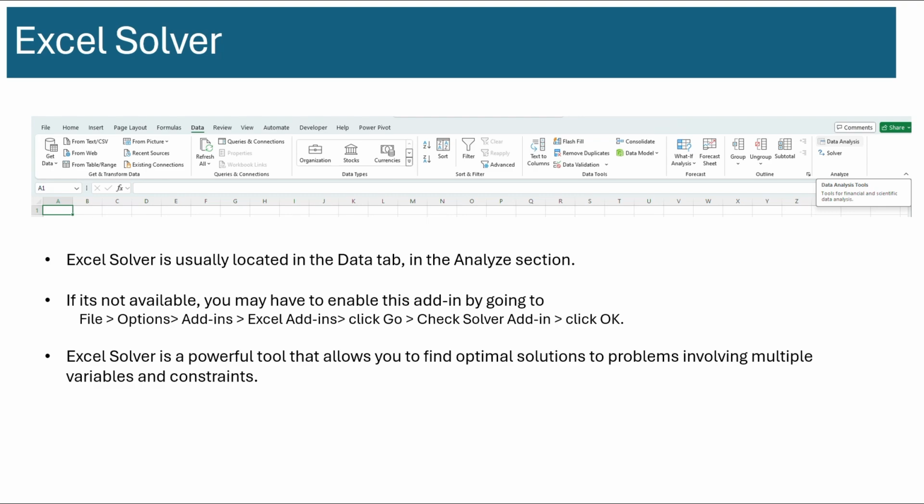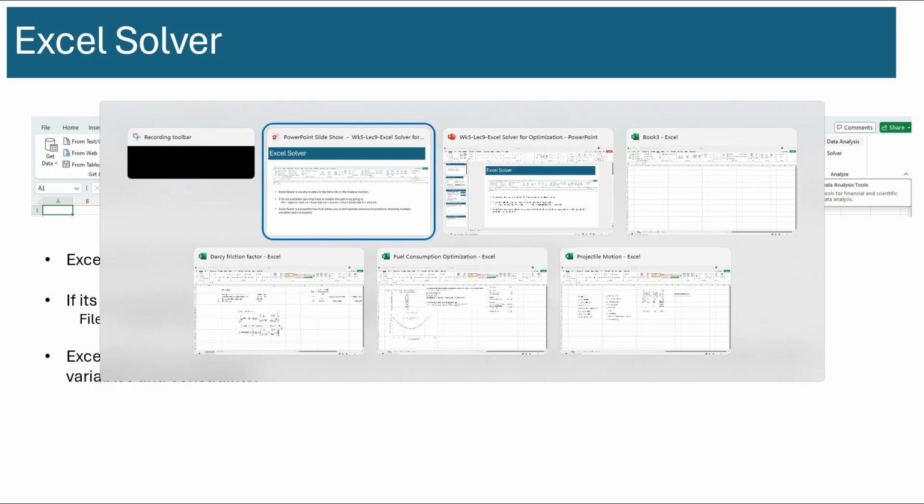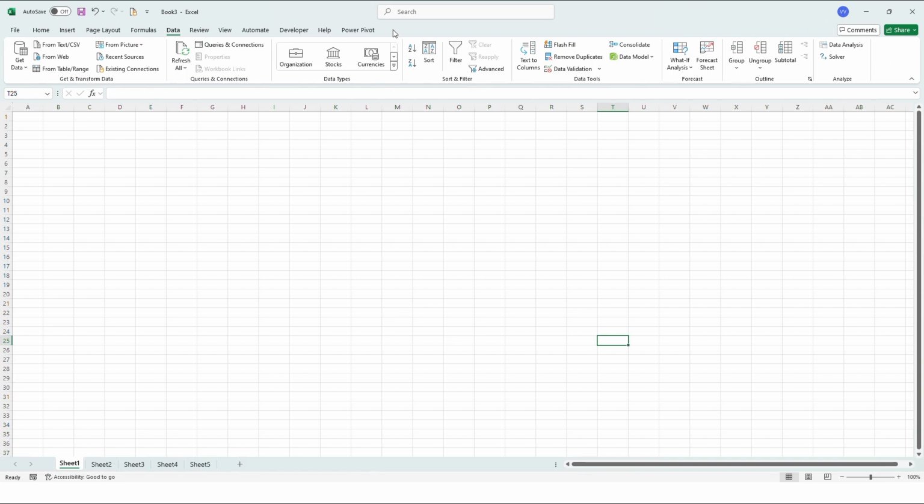Let's start with making sure that the Solver is enabled in your Excel. So let's open up an Excel file. In my case, it's already enabled. You can see it within the Data ribbon, inside the Analyze group, right below the Data Analysis feature.